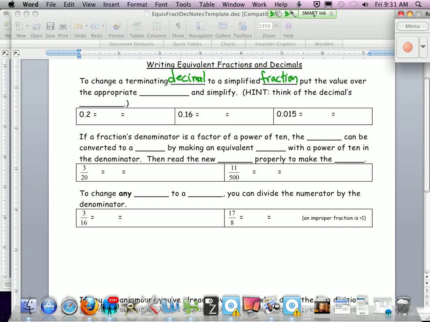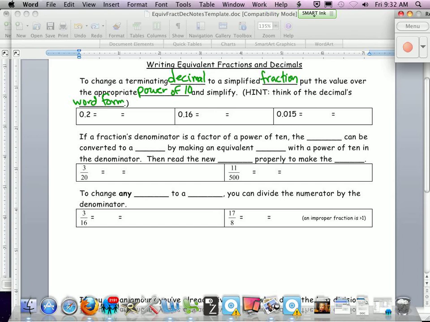we're going to put the value over the appropriate power of 10, because when you read off that decimal, you're going to say a certain power of 10. It's got the word "of." And simplify. So the hint here is to think of the decimal word form. How would you properly say the decimal? And that there tells you the fraction.